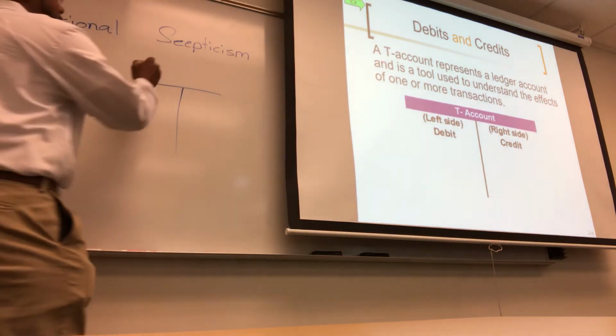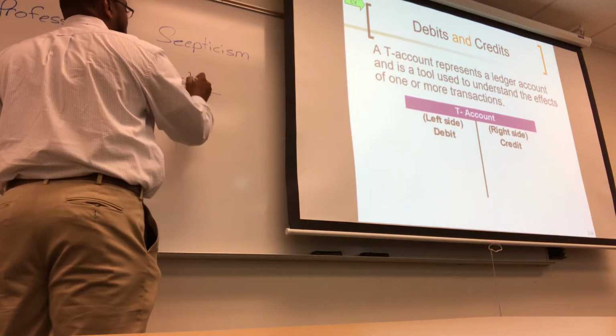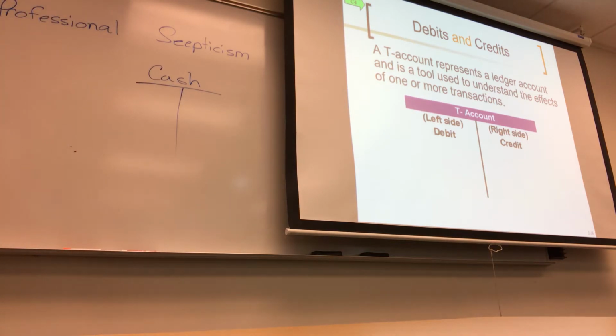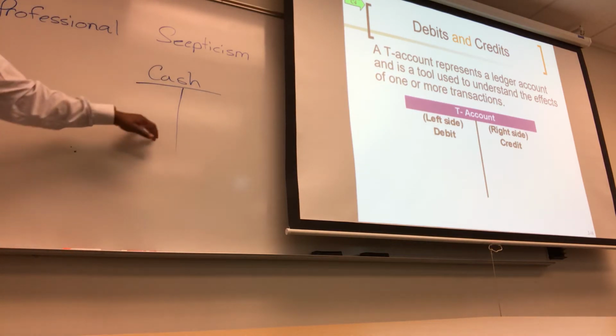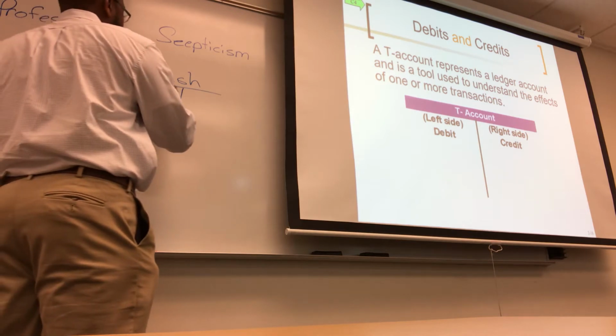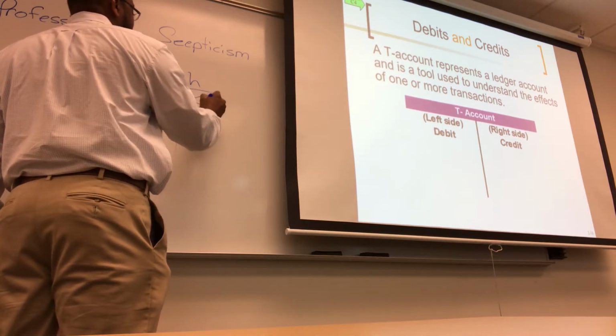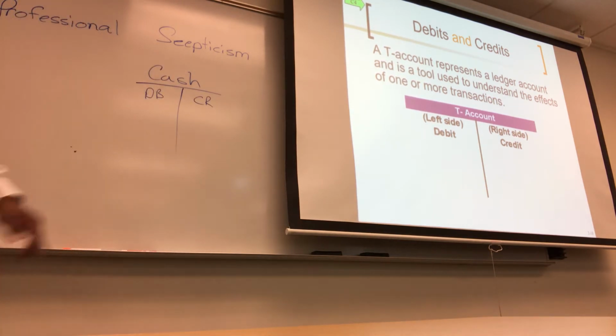with the account name on top. For example, cash. And then on the left side of that T account is a debit. On the right side is a credit. DB is the abbreviation for debit. CR is the abbreviation for credit.